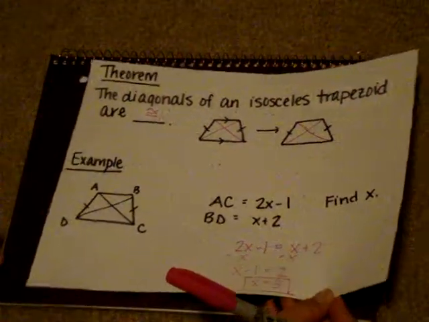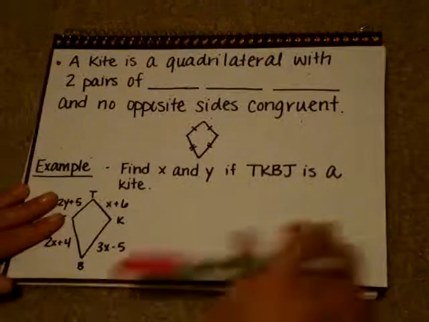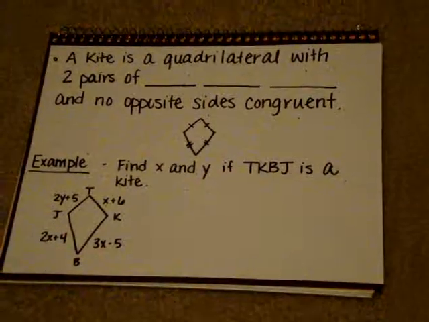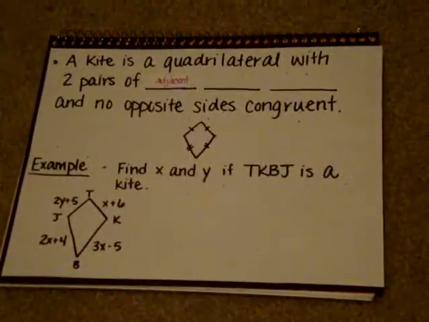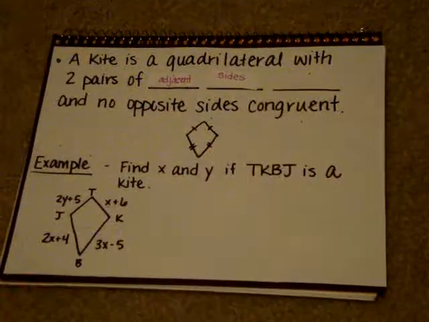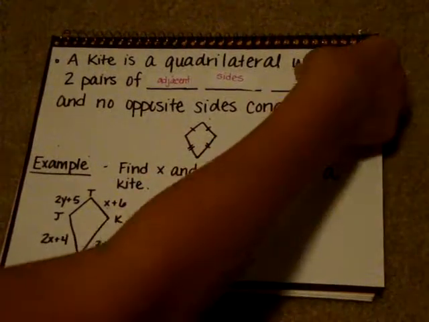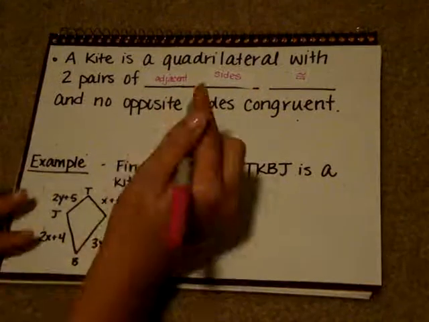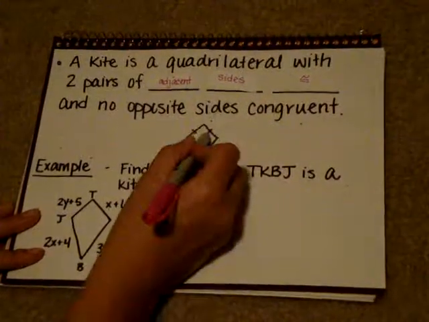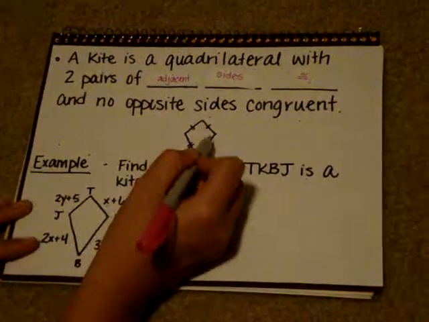That is it mostly for trapezoids. Let's move on to kites. Now a kite is a quadrilateral with two pairs of adjacent sides congruent and no opposite sides congruent. This means that this side is congruent to this side and this side is congruent to this side.